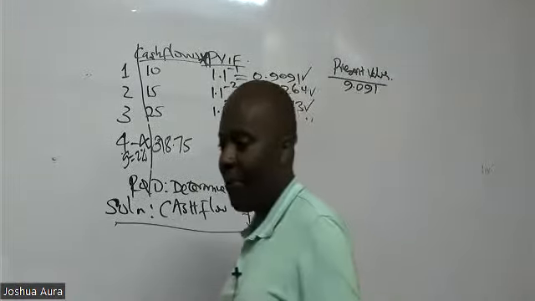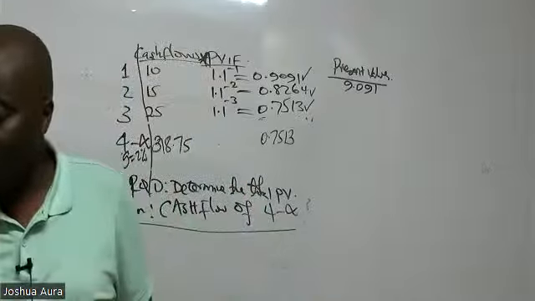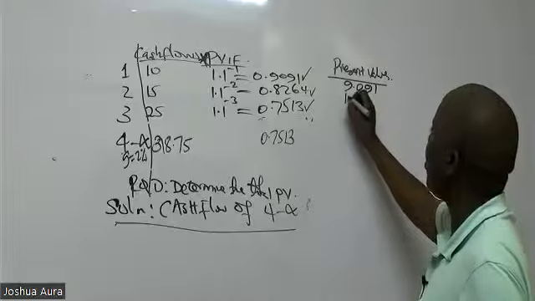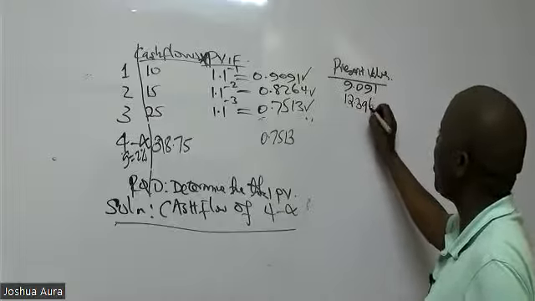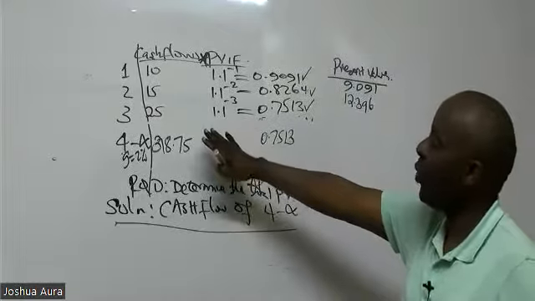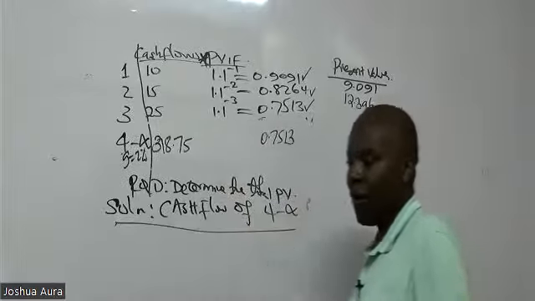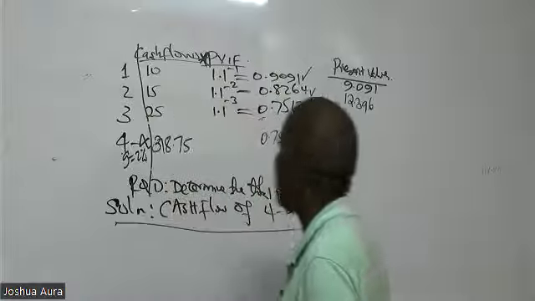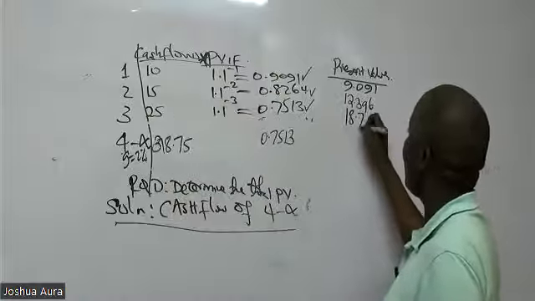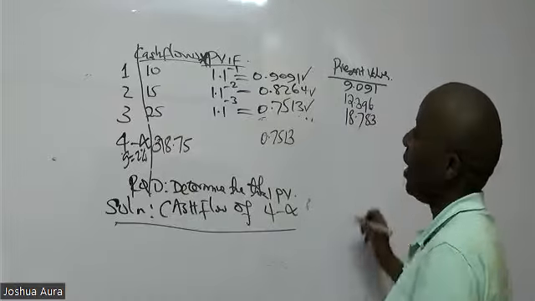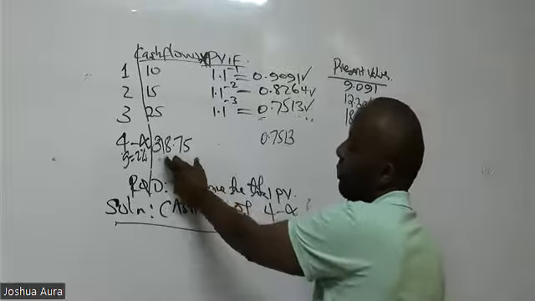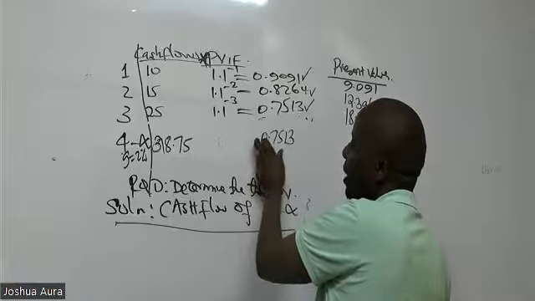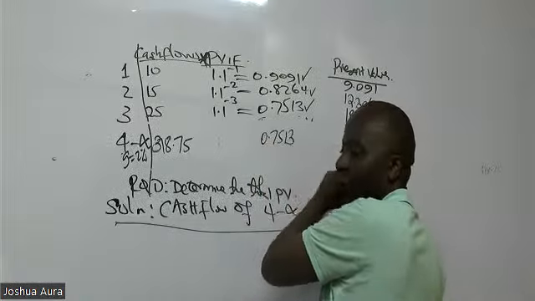And then the second one will be 15 times this. Please ensure you're asking questions without fearing. 12.396. Then we have year 3, which is 25 times this, giving 18.783. And then lastly, we have 318.75 times this 0.7513. What figure are we getting there?